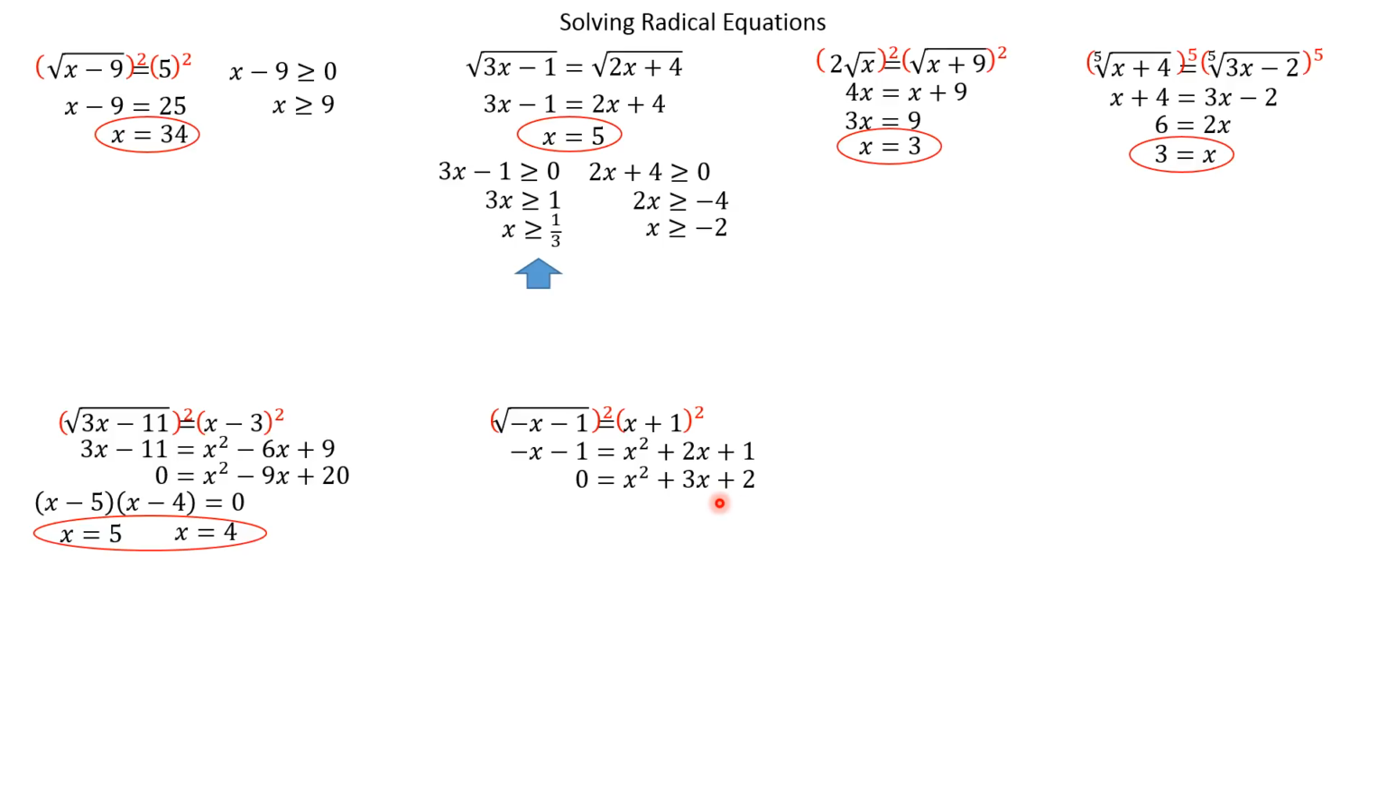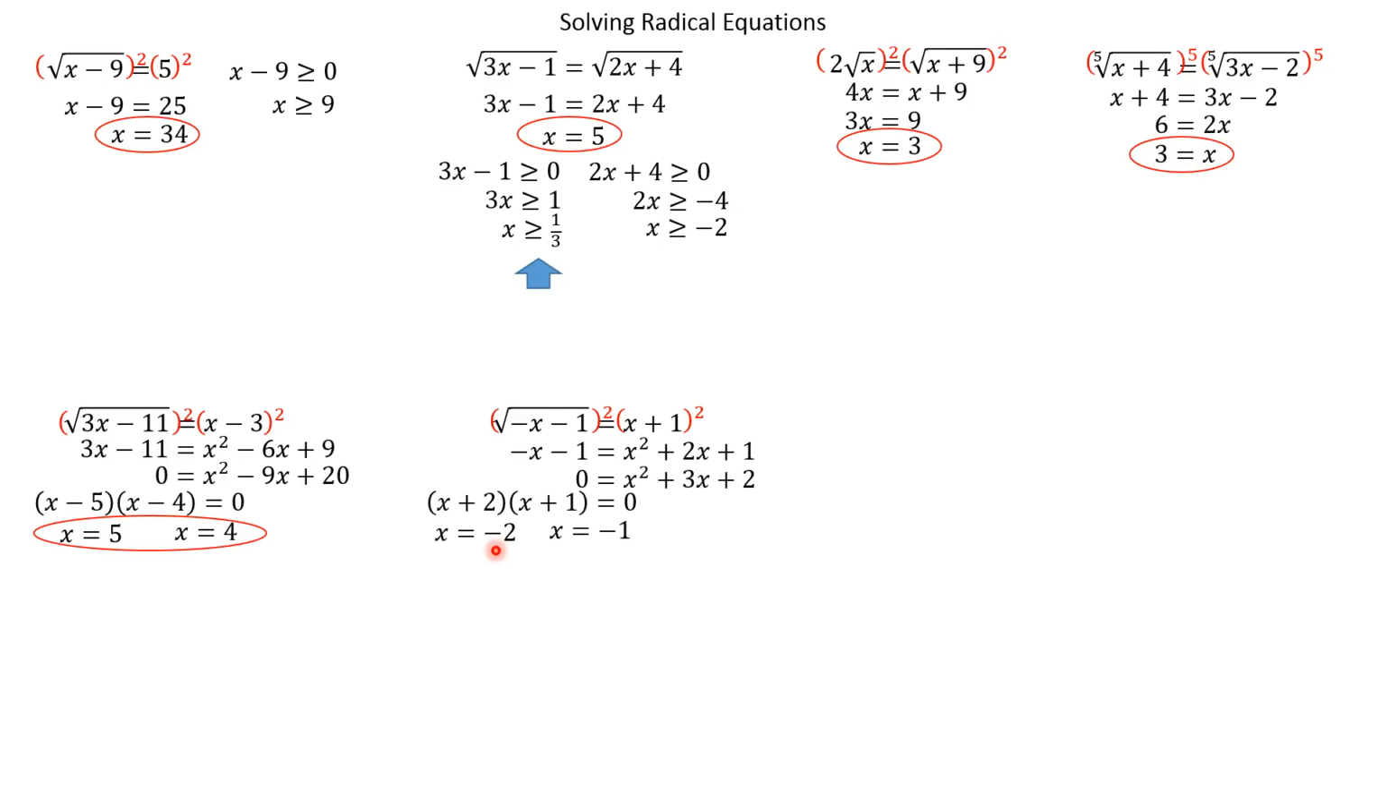And we can factor again. Let's see, what times what equals 2? Not many options there. 2 and 1. And hey, look, they add together to give us 3. How convenient. And so, x can equal negative 2, and x can equal negative 1.